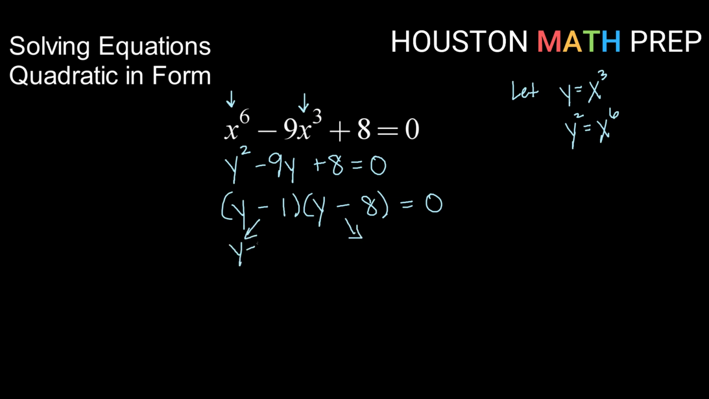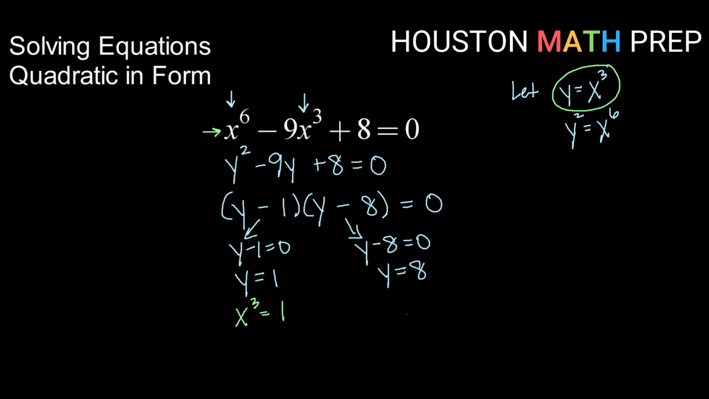Separating these and setting them equal to 0, I get y minus 1 equals 0 and y minus 8 equals 0 to give me that y equals 1 and y equals 8. Remember though, whenever we're solving, we are solving for the value of x. So we need to now return to our substitution and remember that y is actually holding the place of x cubed. So I have now x cubed equals 1 and x cubed equals 8.